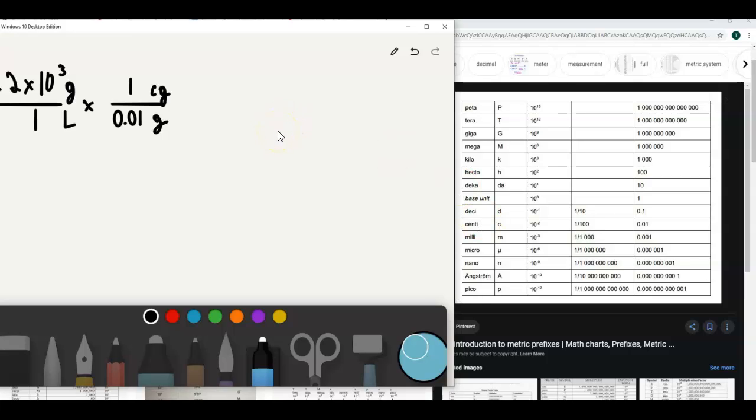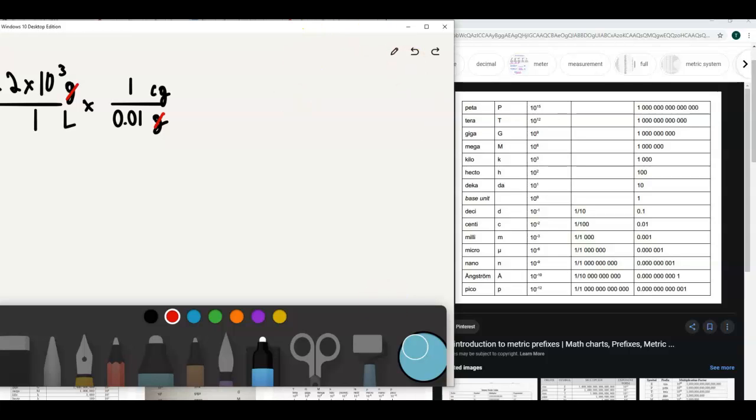Easy peasy. Now, if we do this math, I'm not going to just yet, but if you'll notice, grams cancel, and look what we're left with. We're left with centigrams, which is what we're looking for in terms of mass. But we're not done because volume is not finished, right?